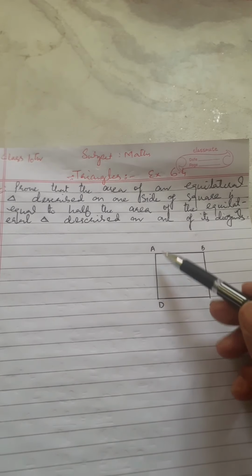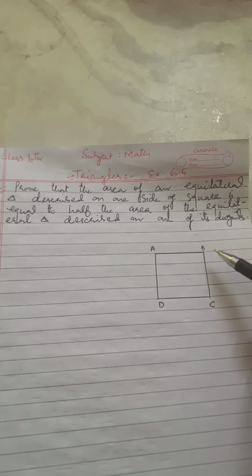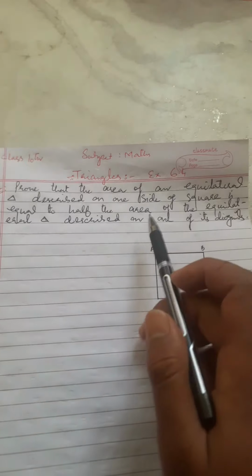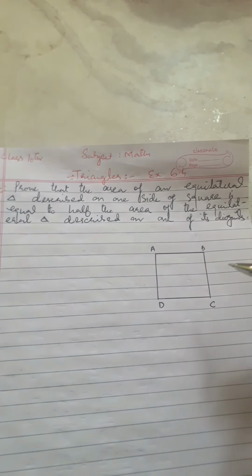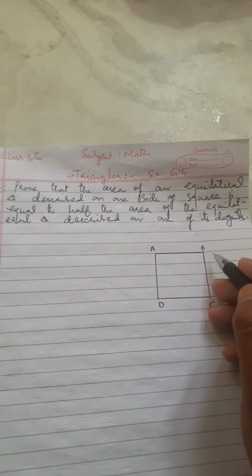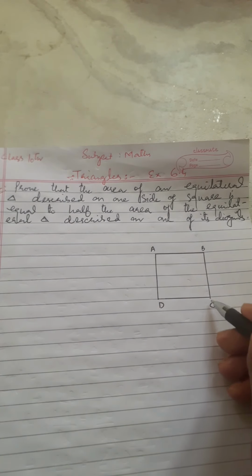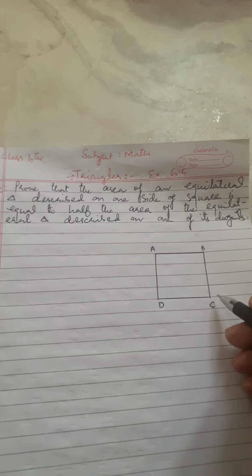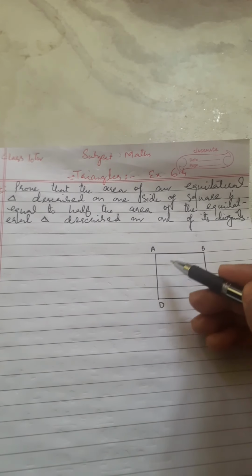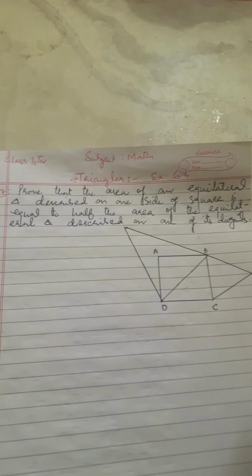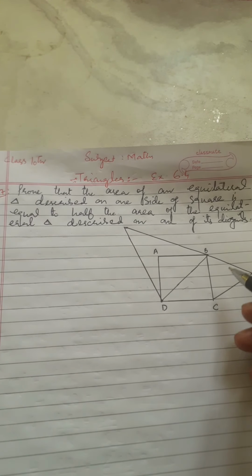This is a square ABCD. We know the properties of a square. All the sides are equal. And another thing here is that on the side of the square there is an equilateral triangle. That means on one of its sides we draw an equilateral triangle, and on one of its diagonals we draw another equilateral triangle. These are the two equilateral triangles.